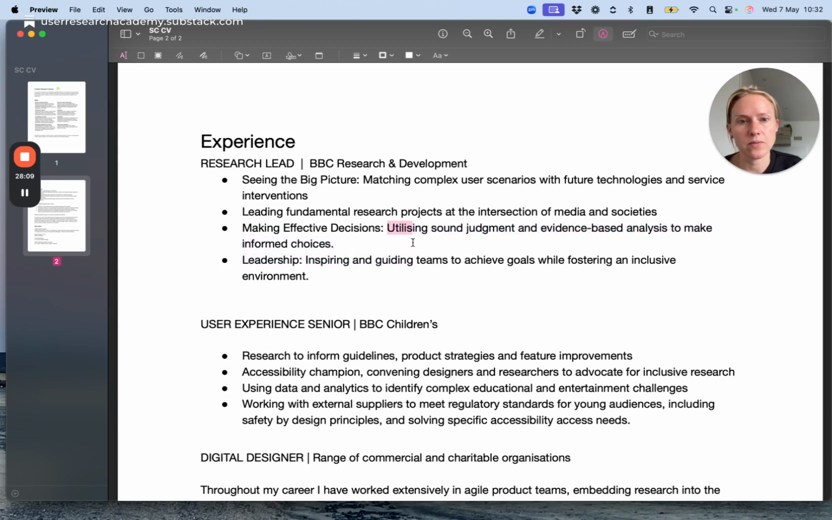I don't know what this means, you're using judgment and evidence-based analysis to make good choices. Okay, then showcase one time where there was a conflict and you worked through the conflict and it resulted in something being better, right? Think about your before and afters here. This doesn't have any before and after.